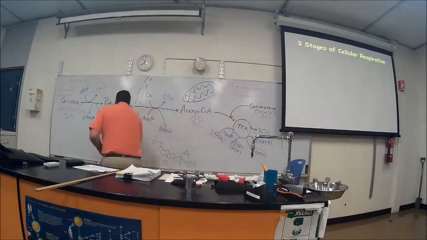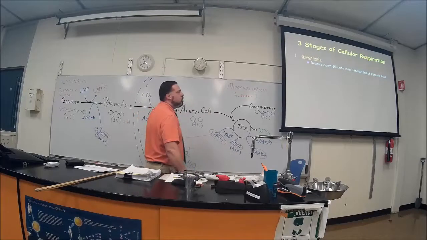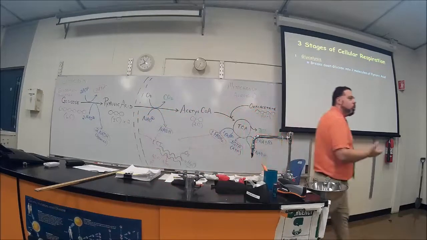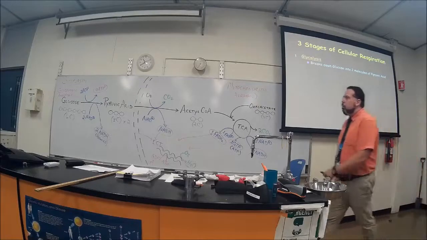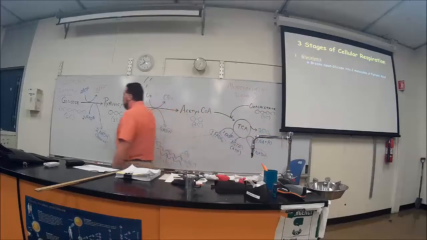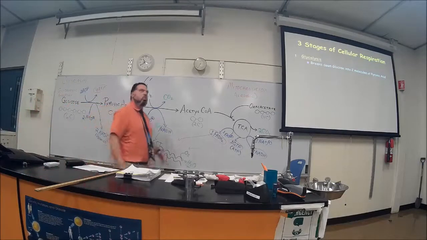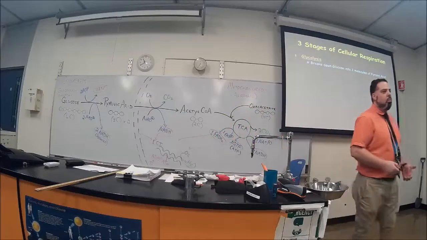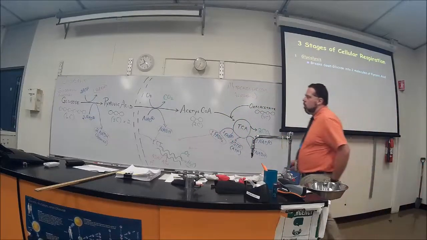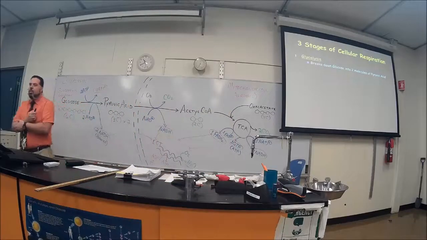So, just to reiterate, the three stages of cellular respiration: glycolysis, which happens in the cytoplasm, is going to break this 6-carbon structure into two molecules of 3 carbons. And they're called pyruvic acid or pyruvate.